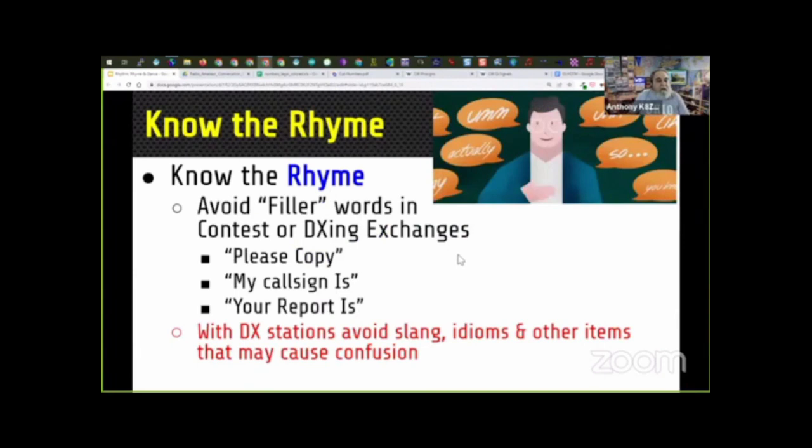Another thing about knowing the rhyme is avoiding filler words. This is something you hear a lot during field day when you have people that don't operate in contest situations very often. They'll preface their exchange with please copy, my call sign is, your report is. And these can be helpful sometimes when you're just trying to catch your breath or get things going, but they're not necessary to do all the time. They just take more time. Also, with DX stations especially, avoid slang, idioms, and other items that may cause confusion.